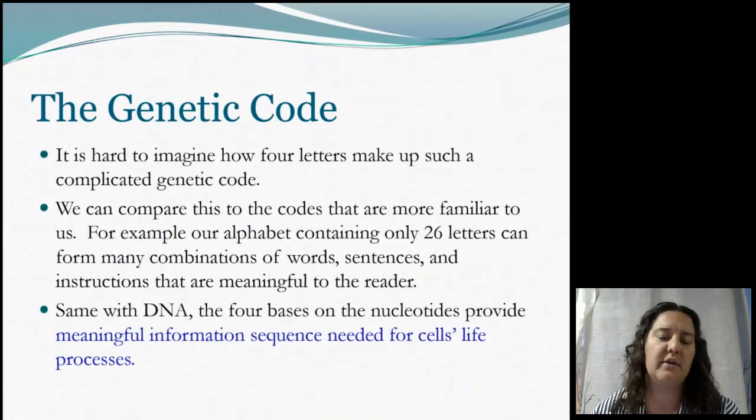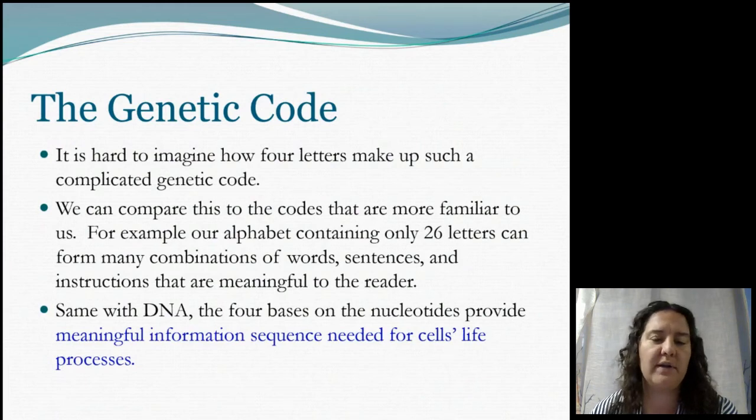So when we look at our genetic code, it's hard to imagine how just four different nitrogen bases can make up such a complicated code. But we can also compare this to things like the alphabet, which is made up of only 26 letters, but has many different combinations of words and sentences in not only English, but other languages. So same with DNA. These four nitrogenous bases provide information needed for all of our cells' life processes.